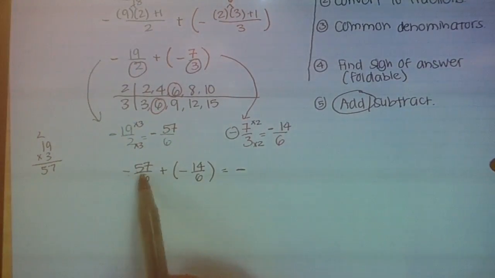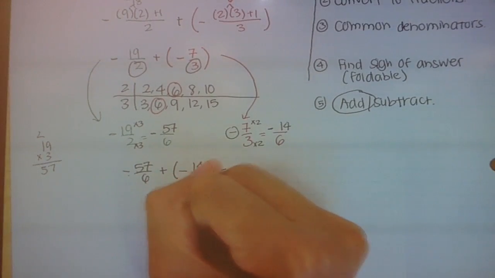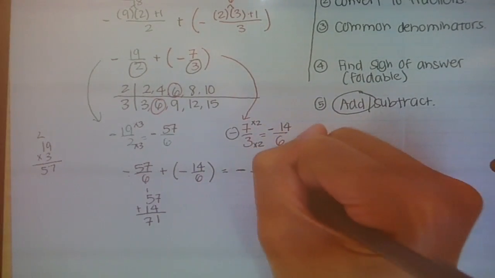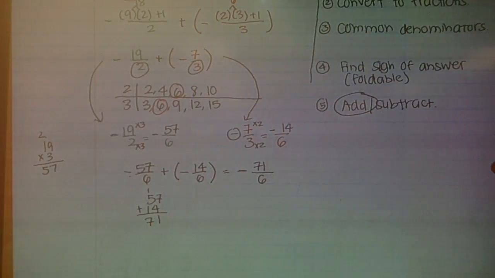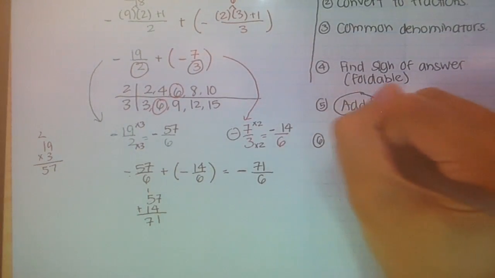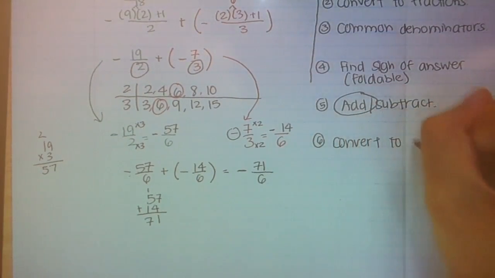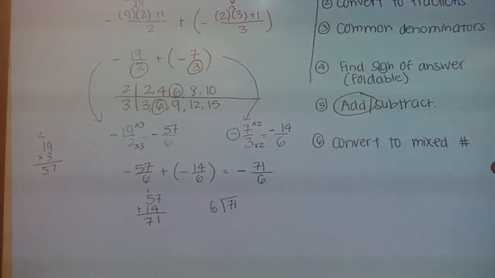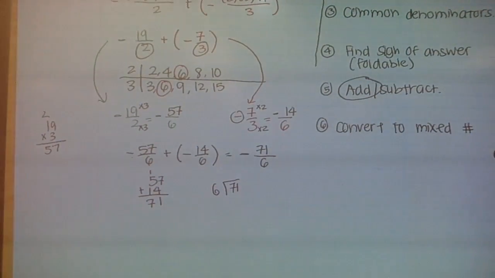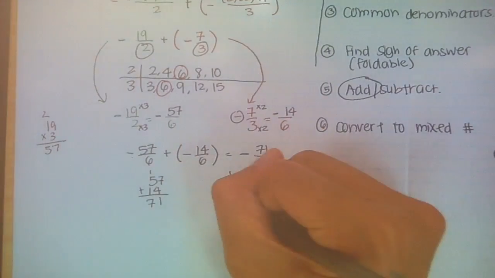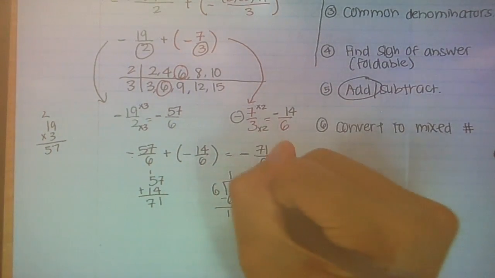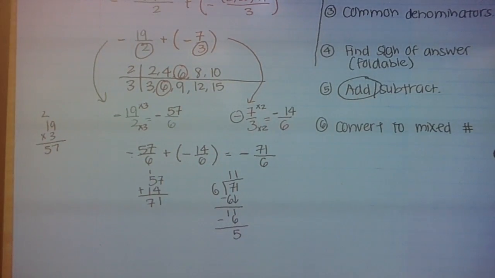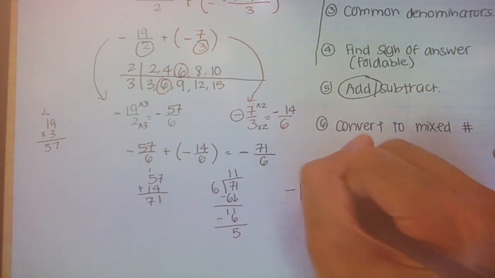Then I take negative 57, I'm going to add them up. 57 plus 14 gives me 71. Negative 71 over 6. And then my last step is to convert back to mixed number. So I take 71 divided by 6. So 6 times 1 is 6. And I bring down the 1, I get 6 times 1 is 6, with a remainder of 5. So my final answer is negative 11 and 5/6.